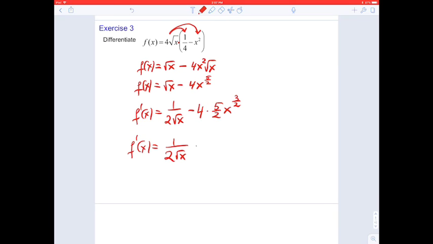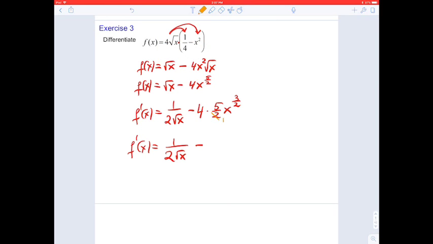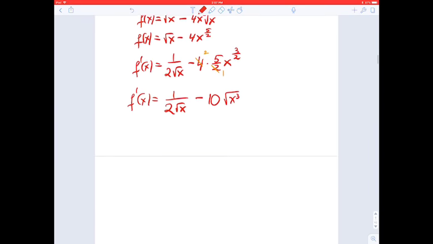1 over 2 root x minus, we can simplify 2 and 4. 2 times 5 is 10. That means we do have 10. And x to the power of 3/2 is square root of x cubed.